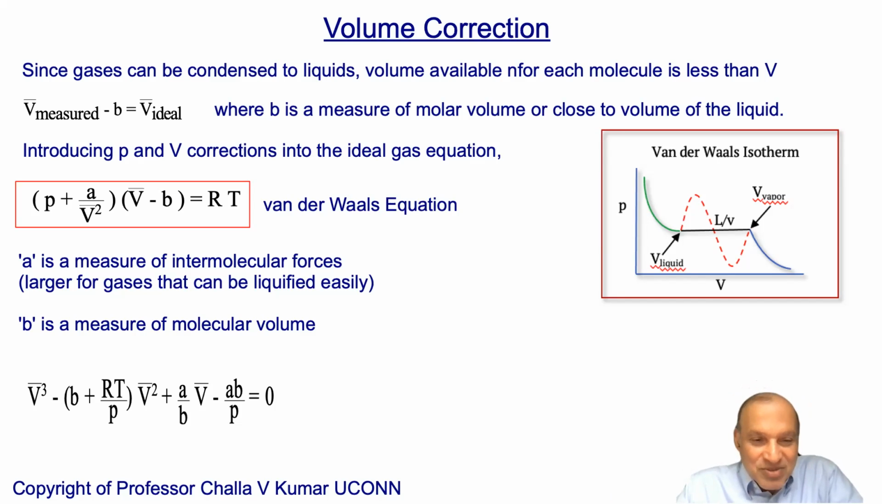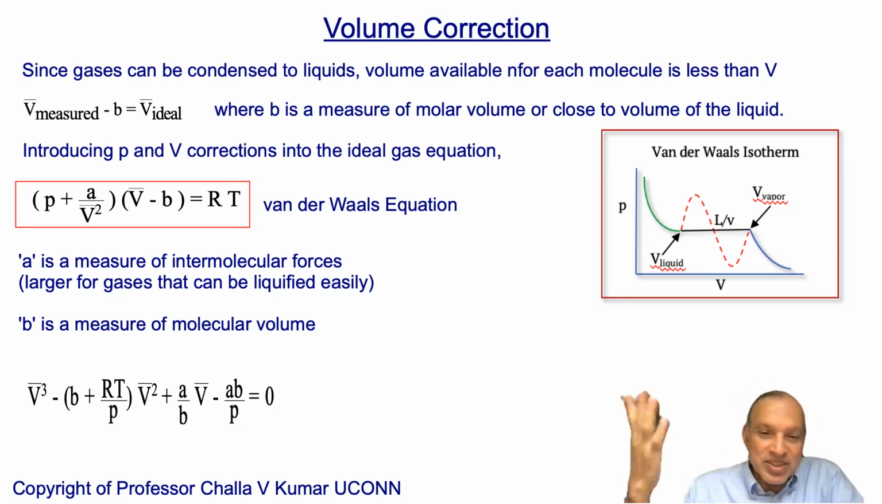And ask questions: how is the volume correction done? How is the pressure correction done? Why is there a square term and all that stuff? Once you get the hang of it, then you will just do it just like that and no issues.